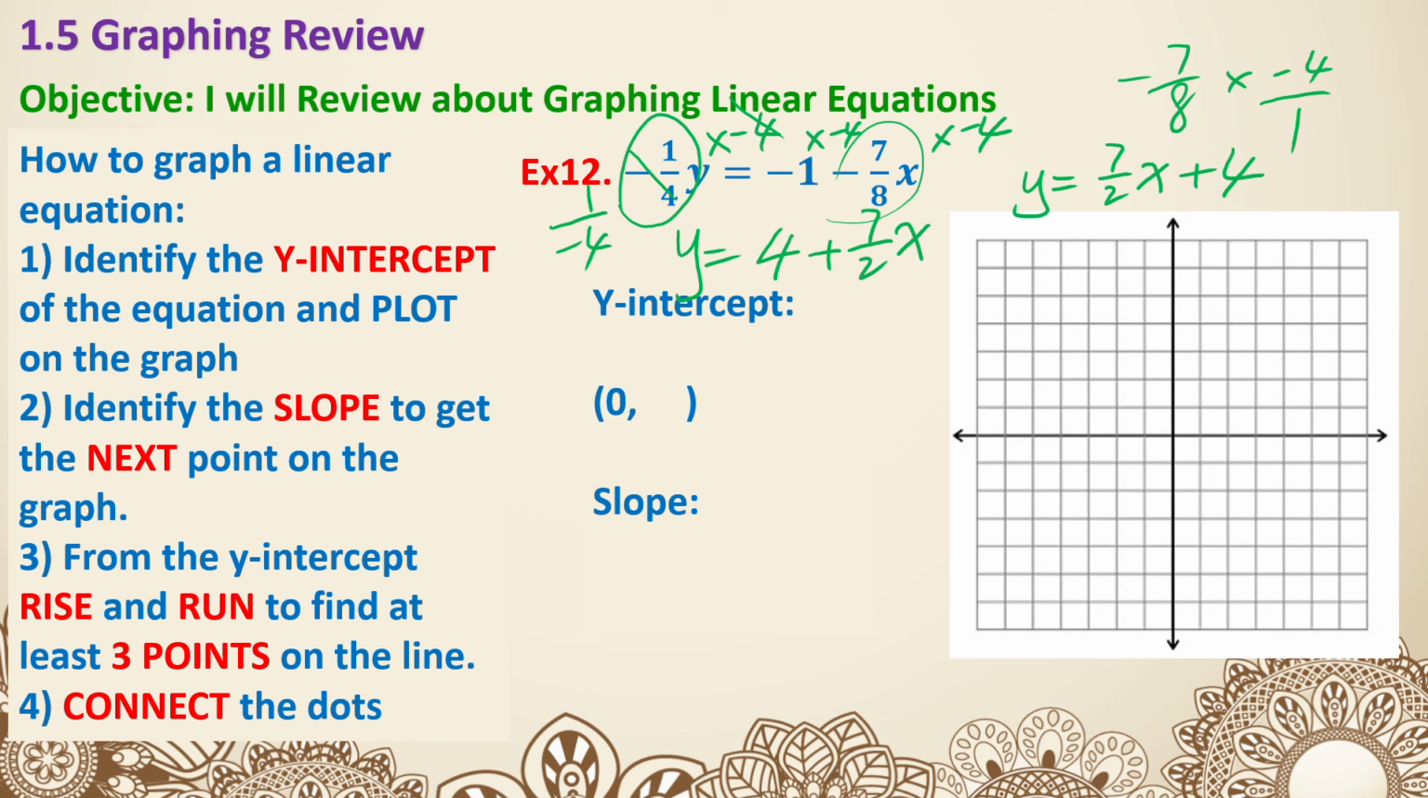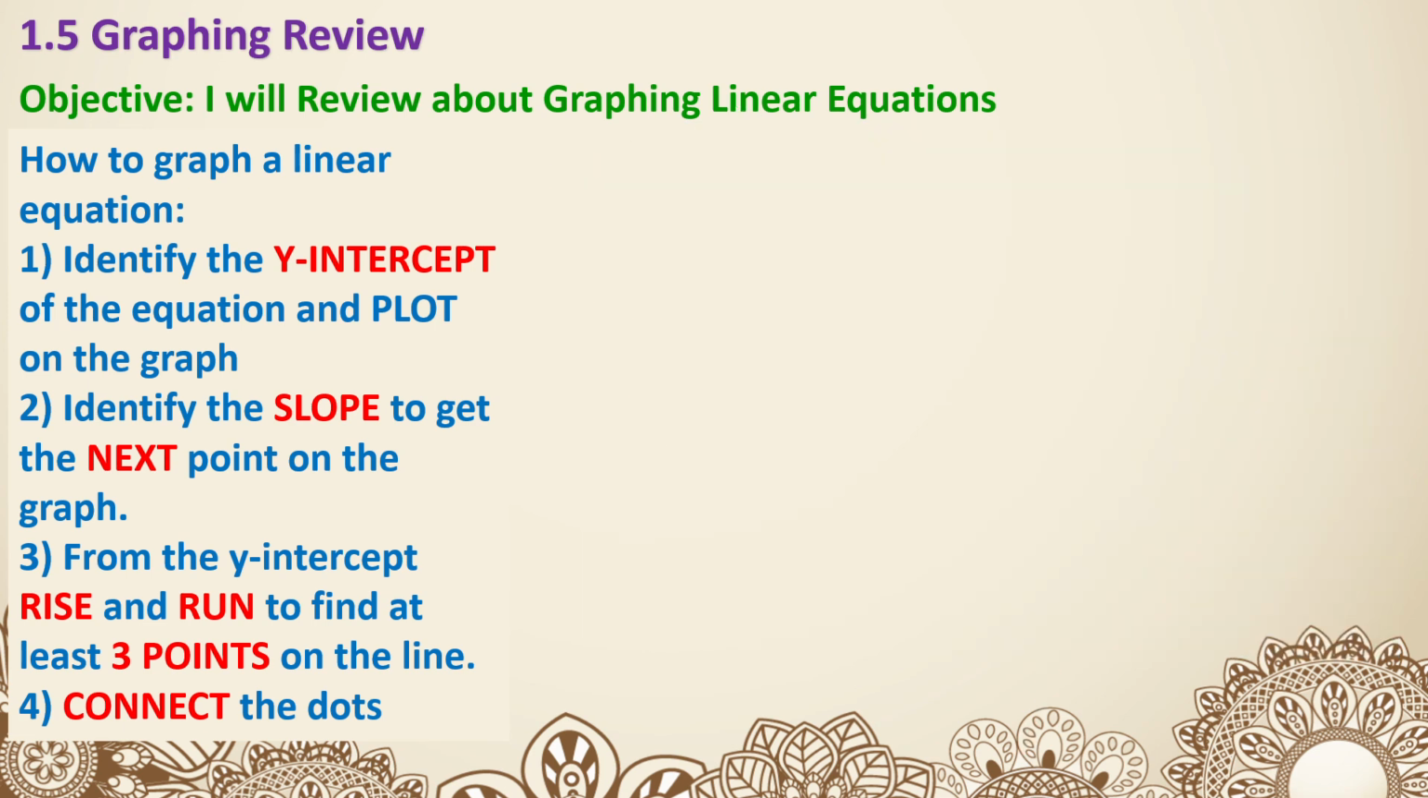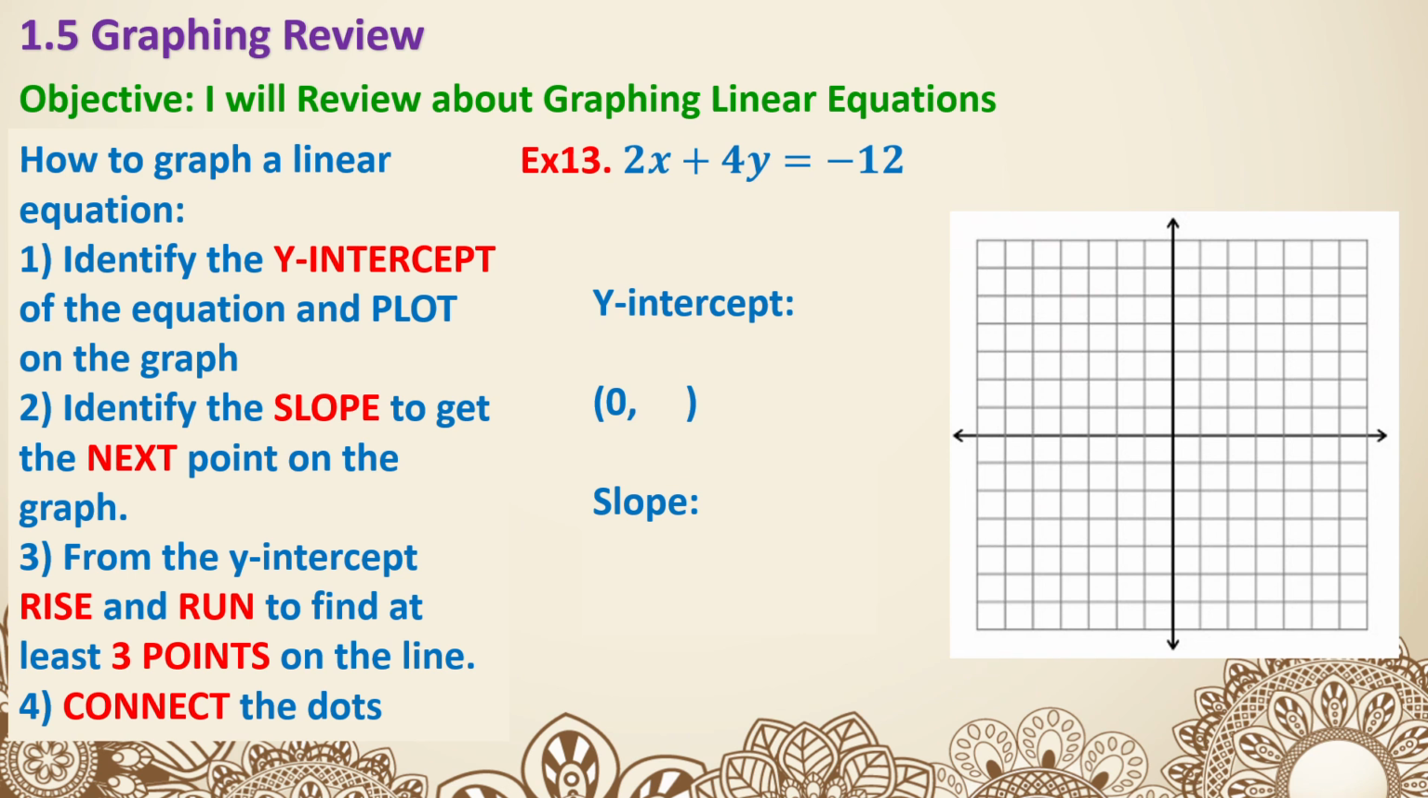So when we try to draw the graph, that's a 4, and it's at 0, 4, with 7 over 2 as our slope. I can choose to go up 7 and over 2, or I can go backwards. That will get me a point right there. And I can graph it. That's example 12. Last one, example 13.